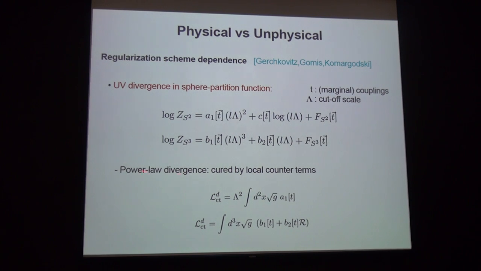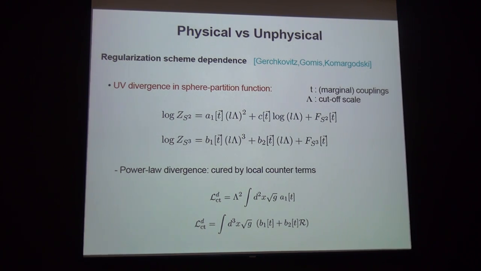It is well known that this power law divergence can be easily cured by adding some local counterterm. It doesn't have any physical meaning. For instance, this quadratic divergence in the 2-sphere partition function can be completely absorbed by this counterterm. The cubic and linear power divergences in the 3-sphere partition function can also be cured by adding these following counterterms, where R represents the scalar curvature on the background manifold. So this is a well-known story.